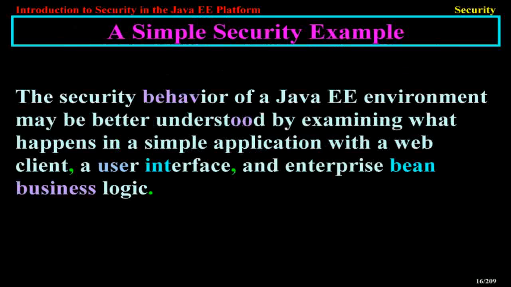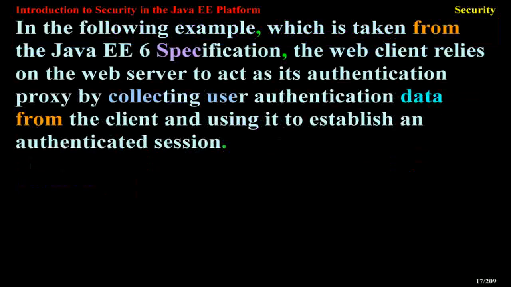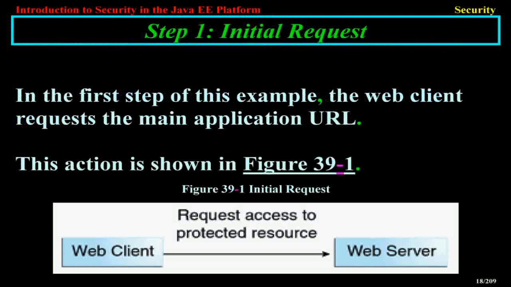A simple security example. The security behavior of a Java EE environment may be better understood by examining what happens in a simple application with a web client, a user interface, and enterprise bean business logic. In the following example, which is taken from the Java EE 6 specification, the web client relies on the web server to act as its authentication proxy by collecting user authentication data from the client and using it to establish an authenticated session.